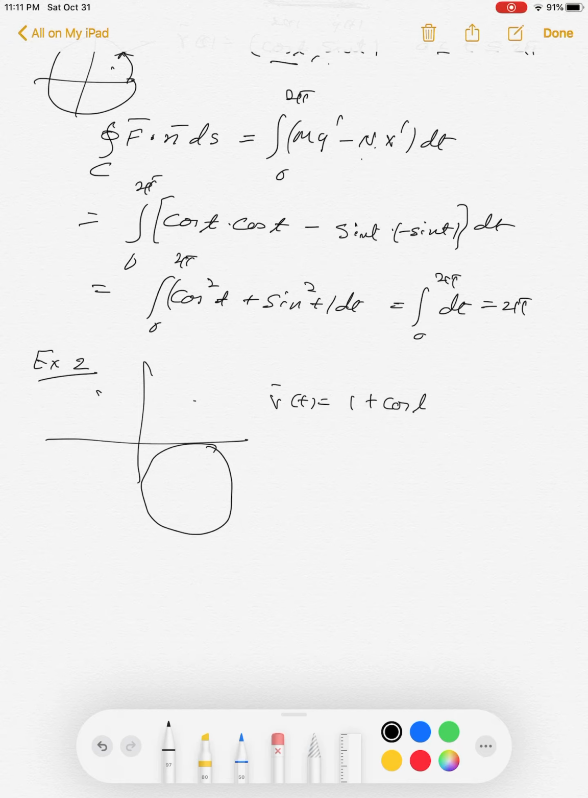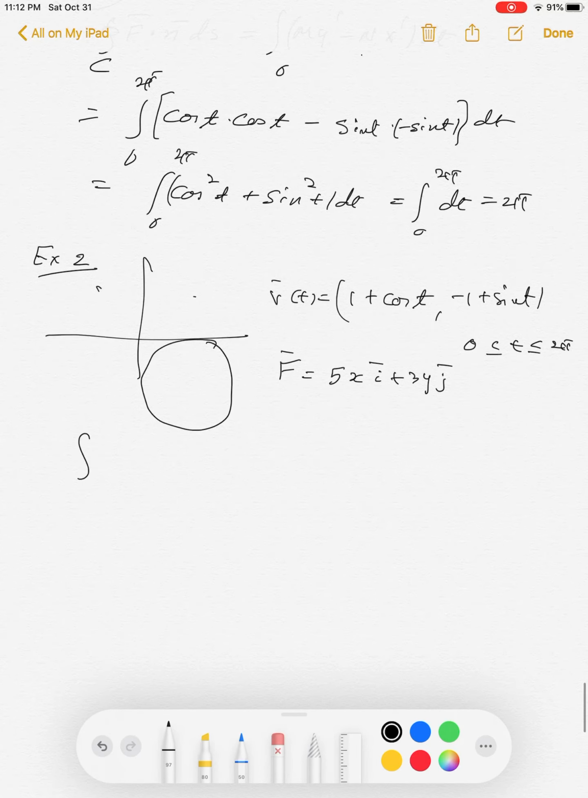In that example, our circle was like this. So your curve r bar(t) was, if you remember, the parametric form, 1 plus cos t, comma, minus 1 plus sin t, t between 0 to 2 pi. And my vector field was 5x i bar plus 3y j bar. So let's calculate the flux integral of this vector field, F dot n bar ds over C.